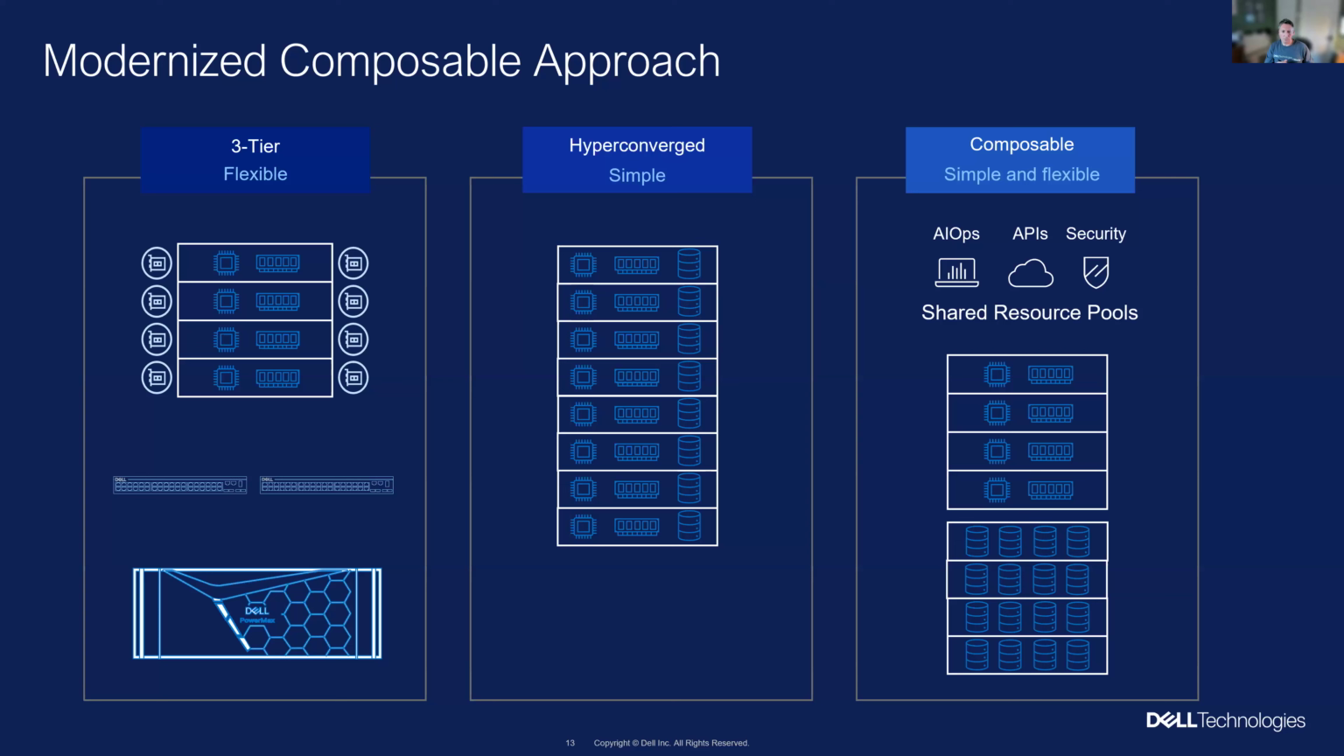If you look to the left side here, we've got a traditional three-tier architecture. We've got compute, RAM, HBAs, and network connectivity going back through a Fibre Channel switching environment to a storage array. We've been doing three-tier for many years, and many organizations I work with are still operating to some extent in that model.